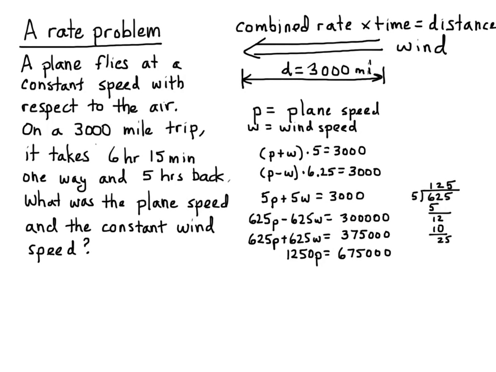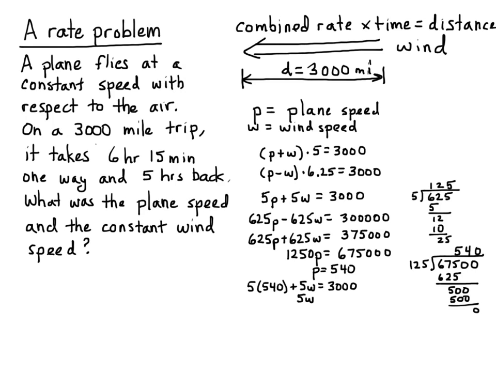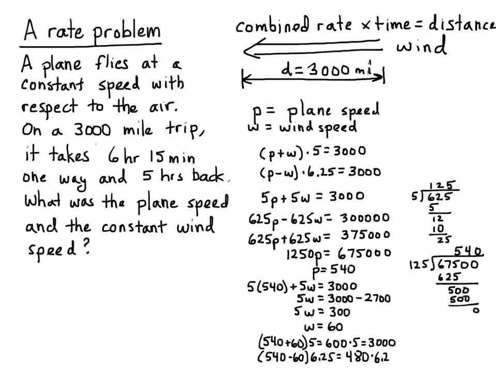Okay, so then I'm going to add these two together, and I get 625 plus 625 is 1250p, the w's eliminate, and then I get 675,000, and now I'll do a little bit of division, and I get p equals 540, and then I'll substitute that into one of my equations, and I solve for w, and so I get my wind speed is 60, and I'll check that with both my equations, and that checks out, so I'm good there.